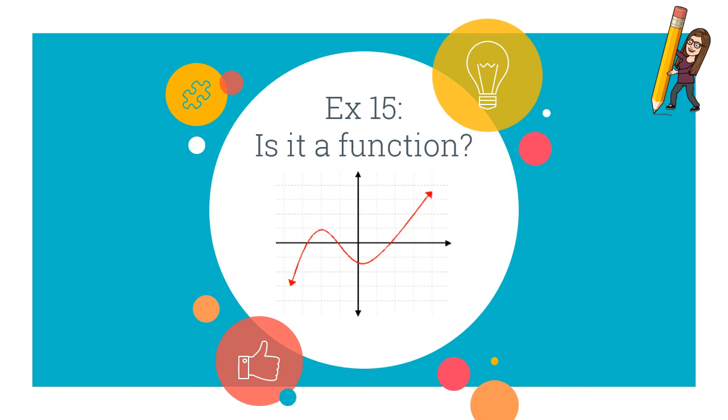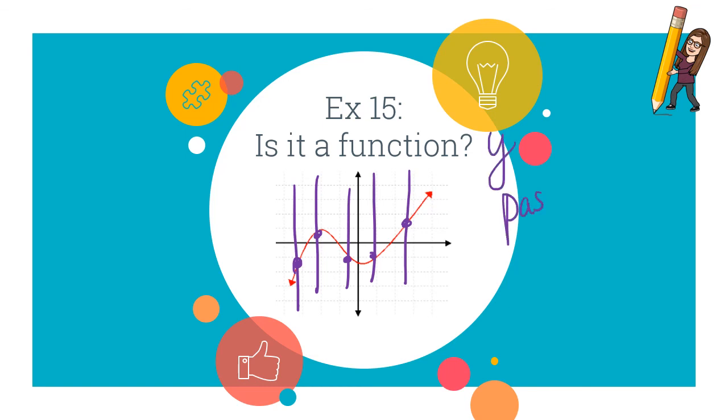Let's look at this one. I'm going to check a few times here. Once, once, once, once. So no matter where I go, it only passes once. So that's good. Is it a function? Yes. It passes the vertical line test. You have to make sure the vertical line test passes everywhere. So that's why I drew a few of those.